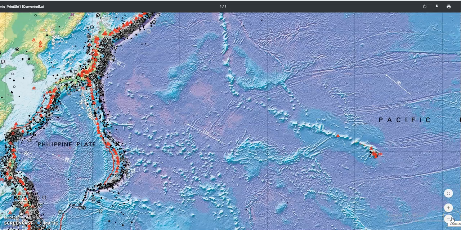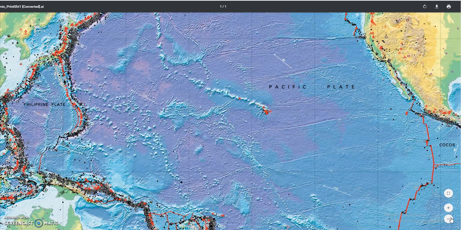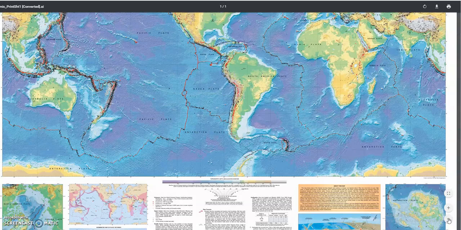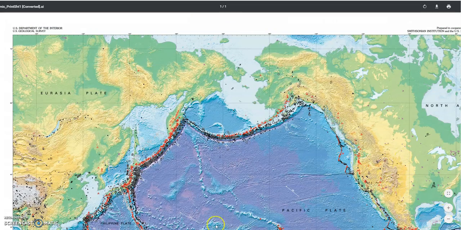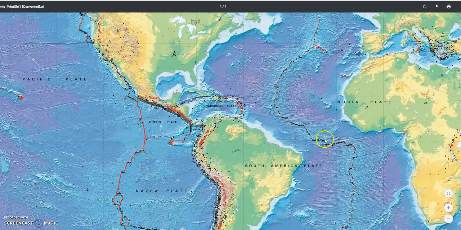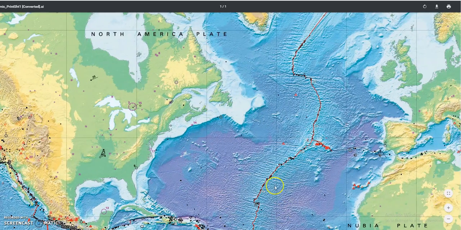And the next one we're going to look at are divergent plate boundaries. This is where two plates are moving away from each other, and this is where new land is formed, and it replaces the land lost from the convergent boundaries when one goes under the other. So an example of this would be the Mid-Atlantic Ridge, which is right here. These are two plates moving away from each other, creating new land in the middle.